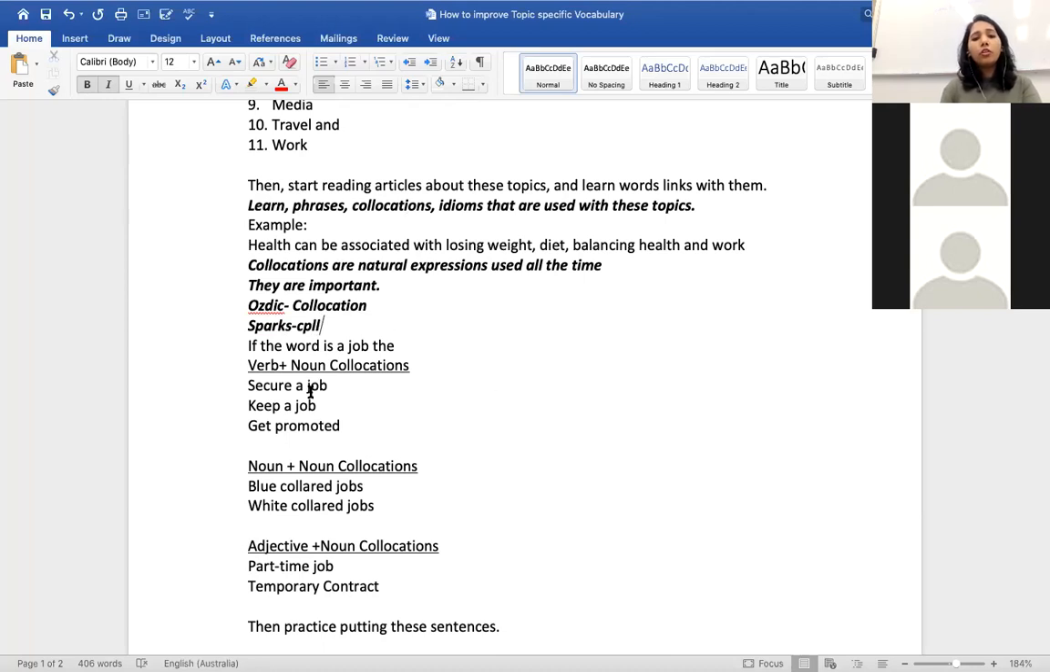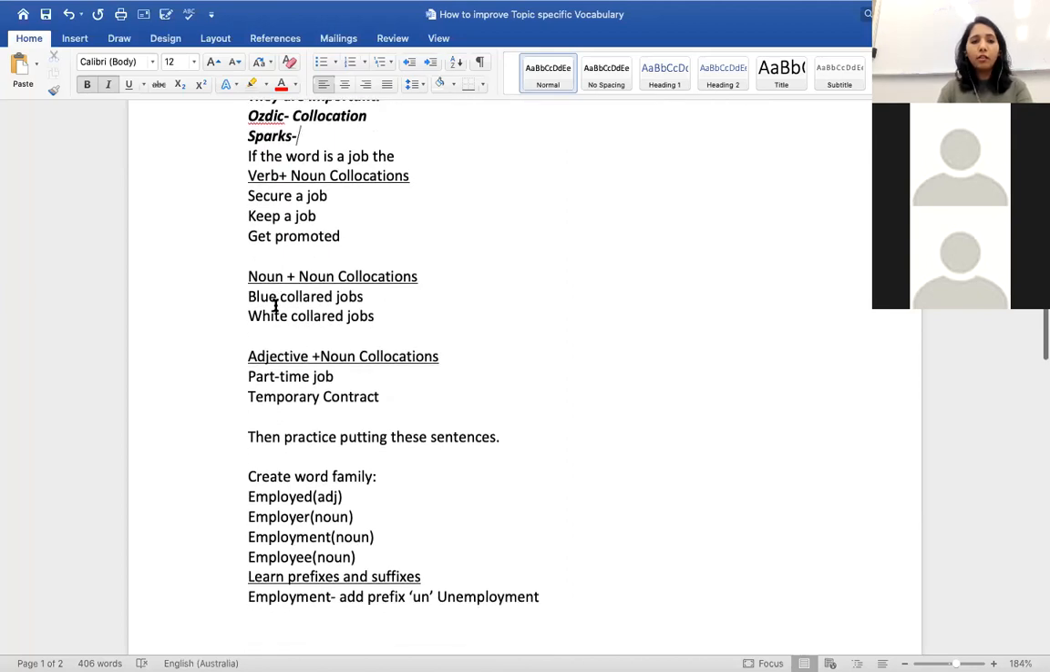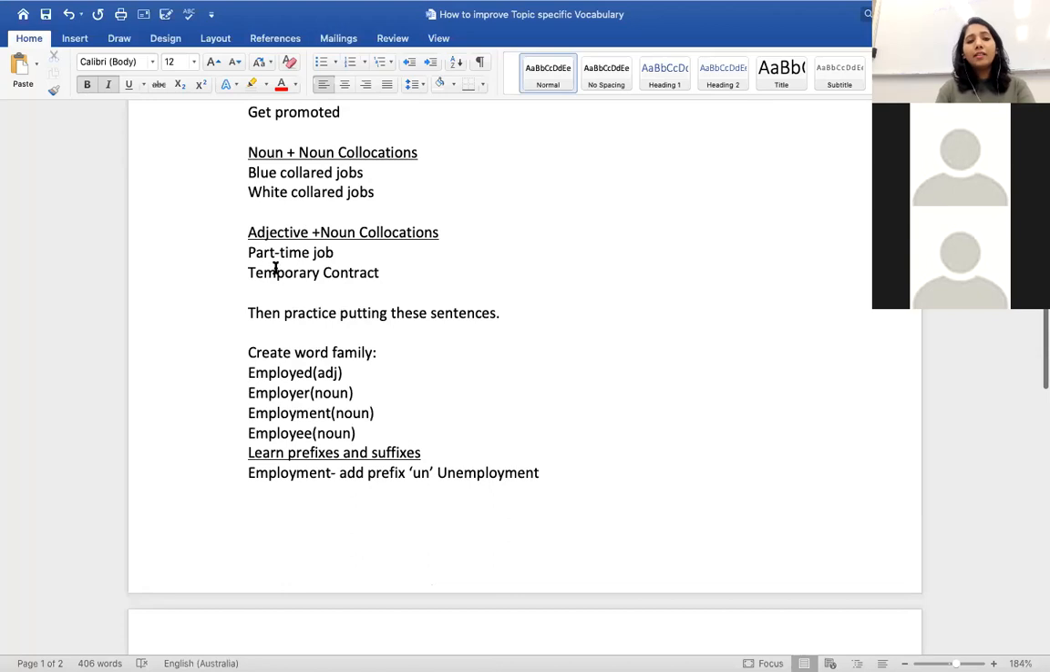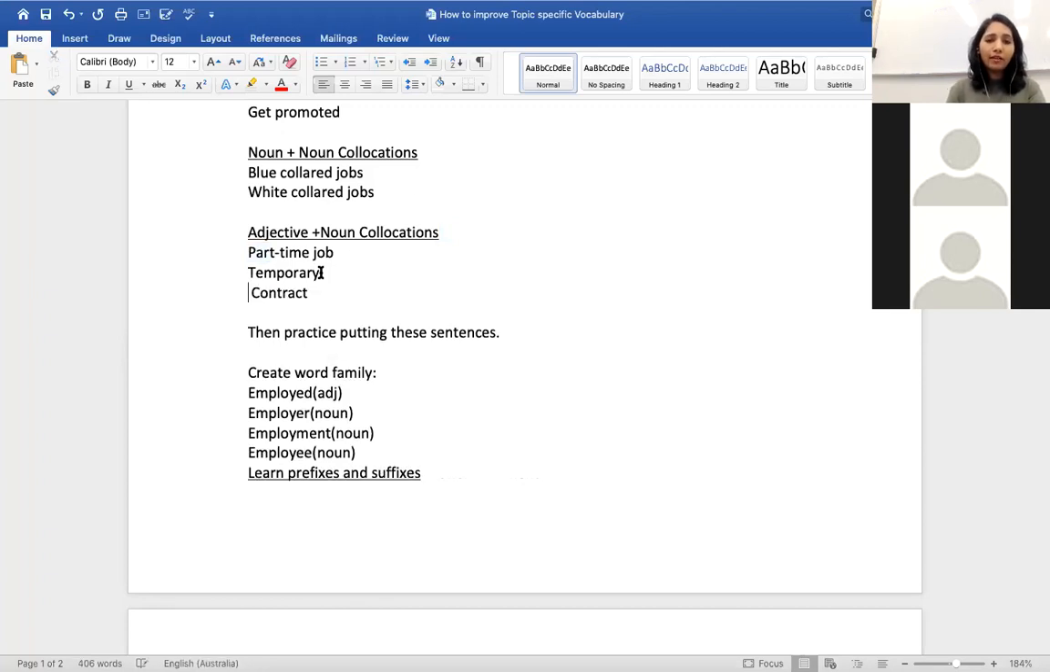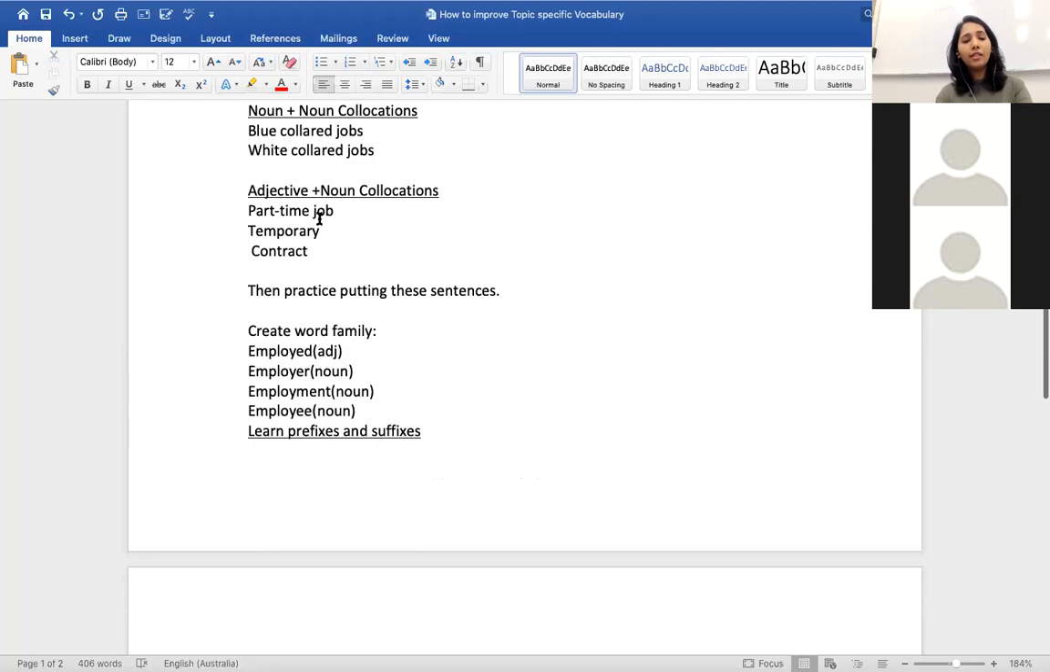So what is a collocation? If you get a word like job: securing a job, keeping a job, getting promoted in a job. All these are verb and noun collocations. Same topic, what are the other collocations? Blue-collar jobs, white-collar jobs. What are the other types of adjective-noun collocations? Don't worry about the heading, just look at the type of collocations: part-time jobs, temporary jobs, contract-based jobs, full-time jobs. All these are other collocations used along with jobs.